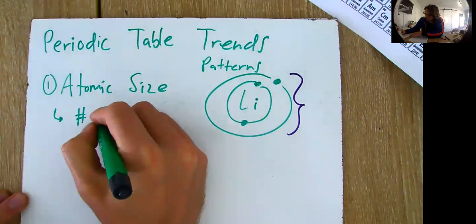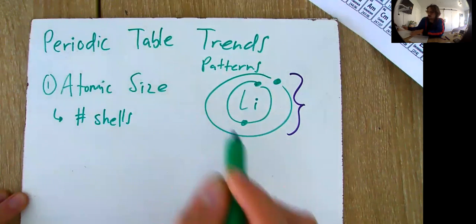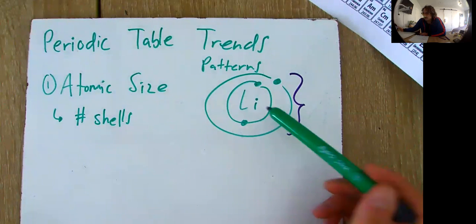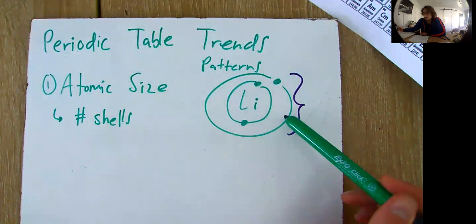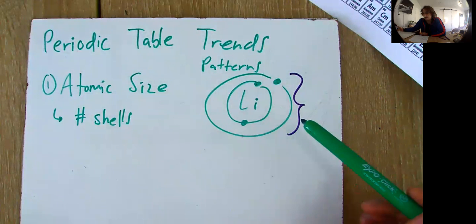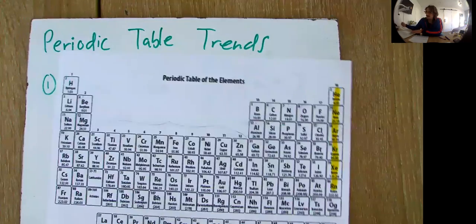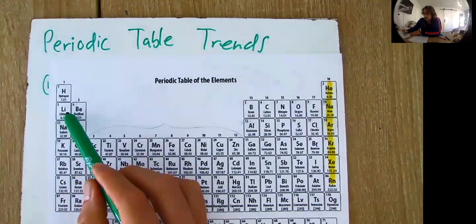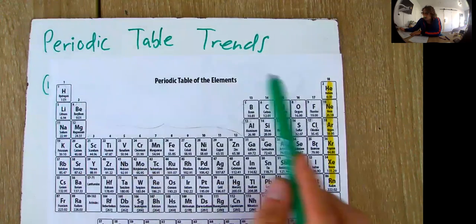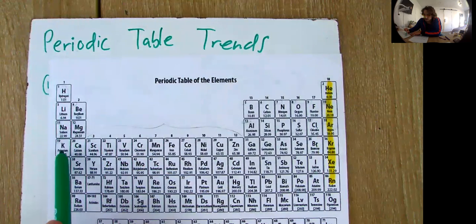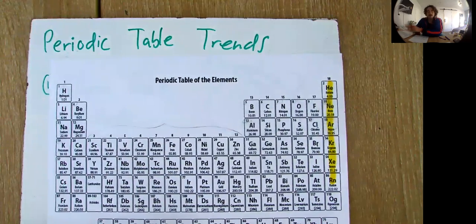The number of shells. For example, lithium being on the second row, we know it has 2 shells. Lithium is going to be larger than any of the elements on the first row, but it will be smaller than any of the elements on the third, fourth, fifth, sixth, or seventh row. Here's an example. Lithium right here. Hydrogen is smaller since it's on the first row. Helium is also smaller, but sodium is larger. Potassium is larger. Strontium is larger. All the ones on higher rows are larger.